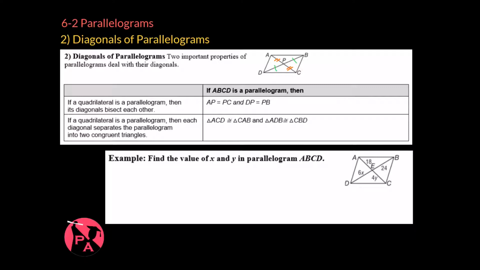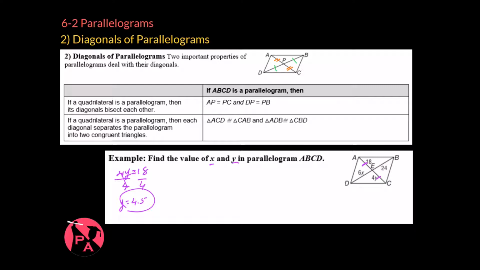Find the value of x and y in parallelogram ABCD. Remember, the diagonals bisect each other. So AE and EC are the same. One part is 4y, the other one is 18. These must be the same. So divide by 4, y equals 4.5.